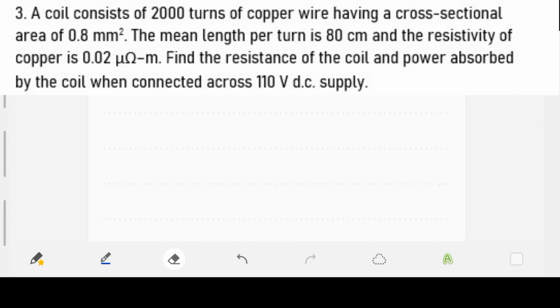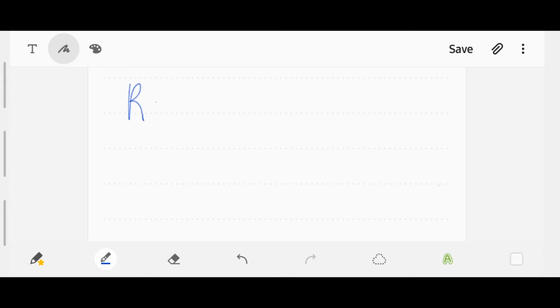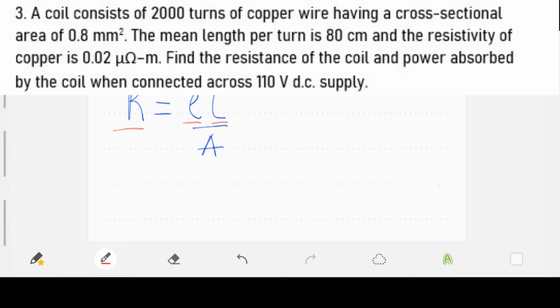So the first thing you must do, you must write your formula, which is R equals rho L all over A, where R is your resistance, rho is resistivity, L is your length, A is your area. So now, how can we get our length of the coil? We know that the mean length per turn is 80 centimeter.